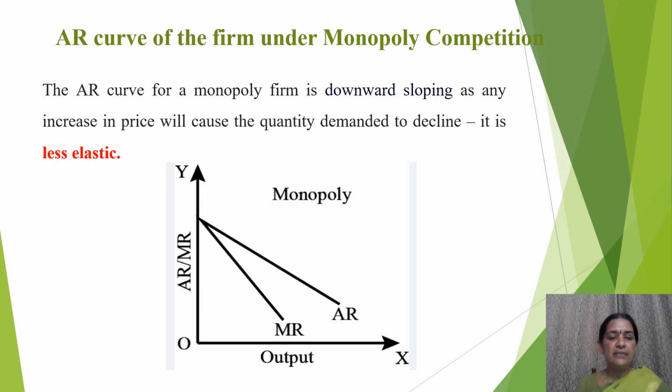Shape of the average revenue curve of the firm under monopoly. The average revenue curve for a monopoly firm is downward sloping, as any increase in price will cause the quantity demanded to decline, and it is less elastic. In the diagram, the x-axis represents the output and the y-axis represents the price. And the average revenue curve is less elastic under monopoly.